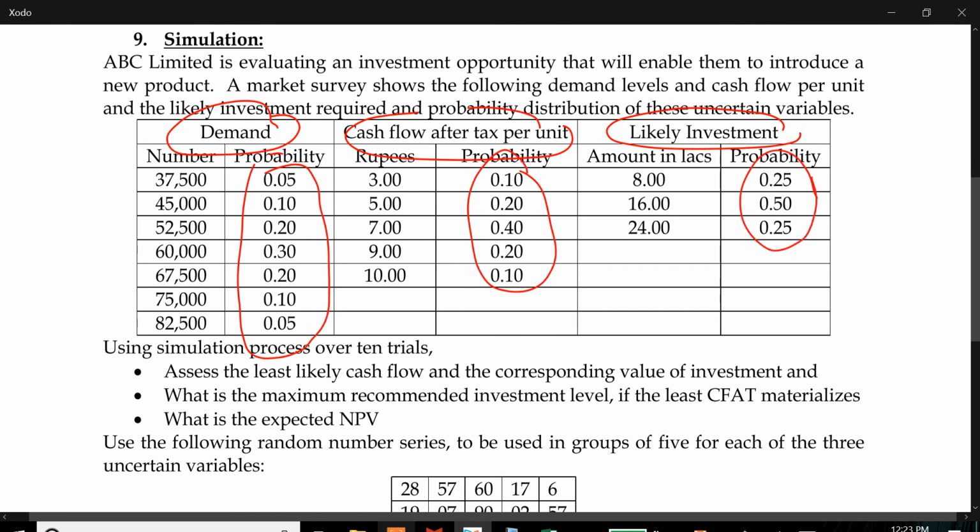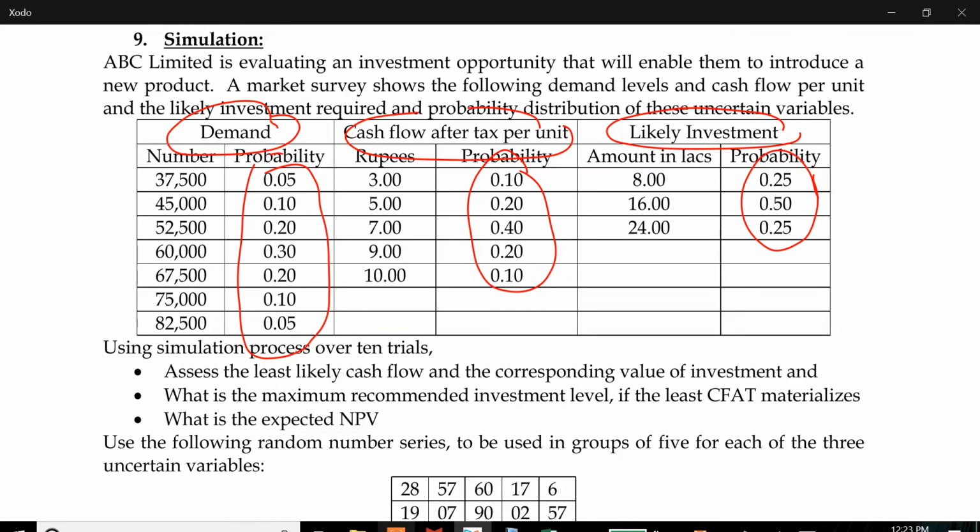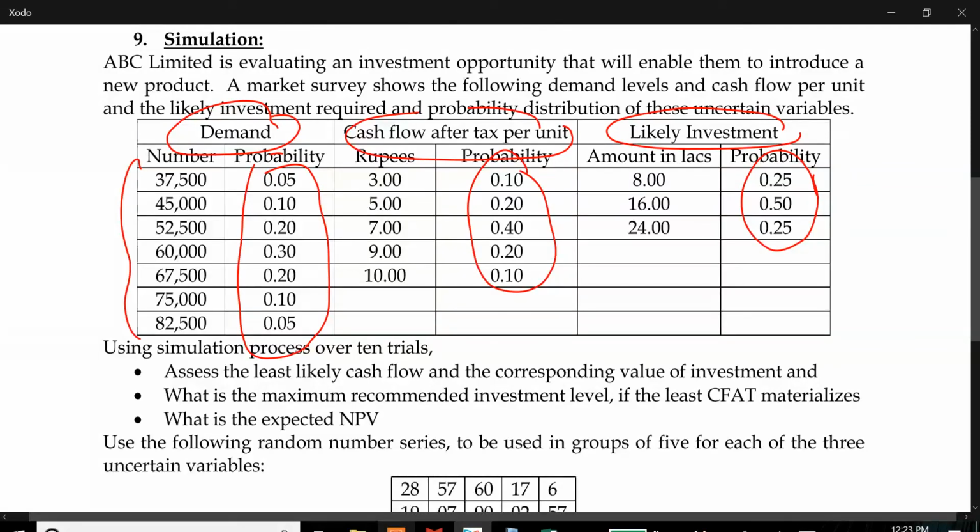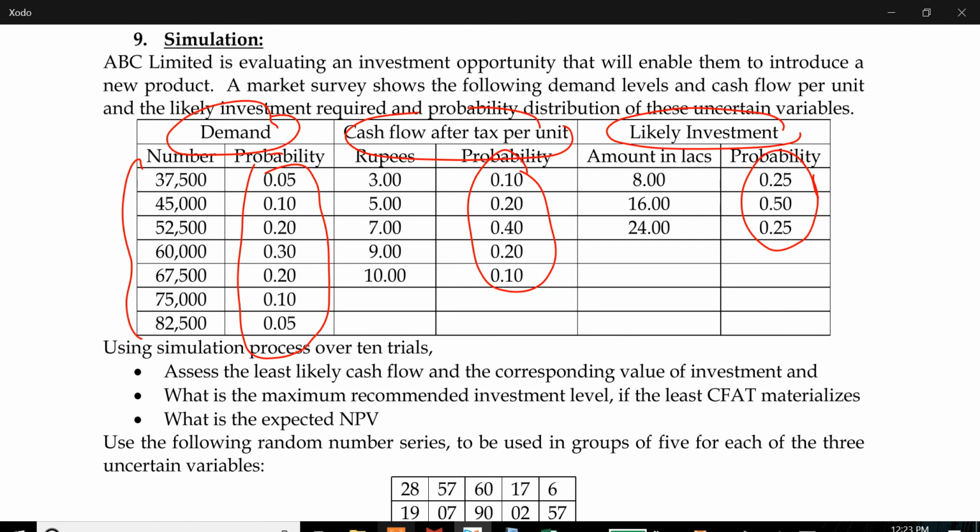Okay, I will run an exercise, I will get a random number. Let us assume the random number is 25. If it's 25, it will correspond to one of these numbers. So you will do the first trial. In the first trial, the random number is 25, which corresponds to 45,000 of demand. Then there will be a separate random number for cash flow. It will correspond to some value. Then there will be a separate random number for investment. It will correspond to this. So like this, you will run this exercise multiple times.